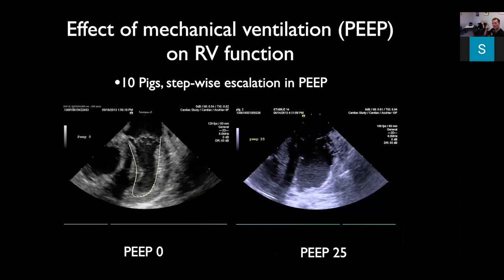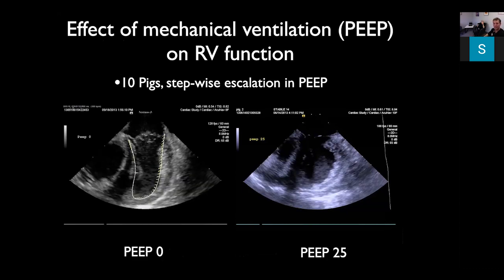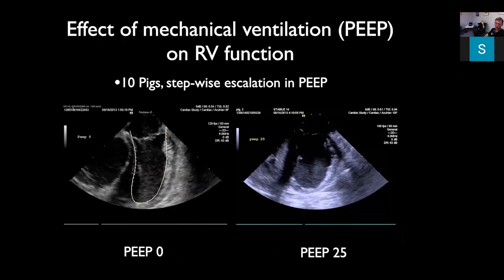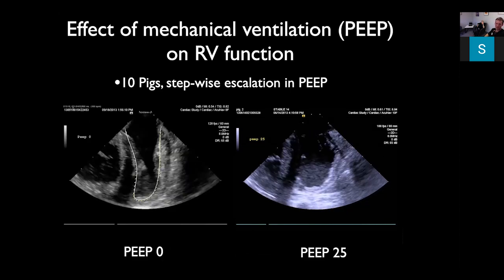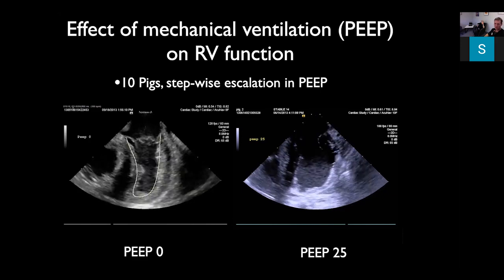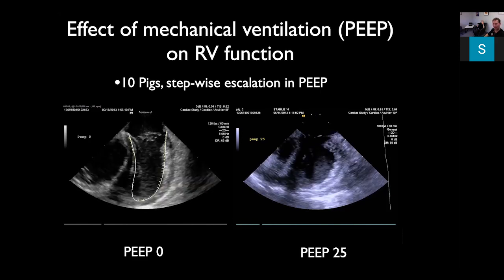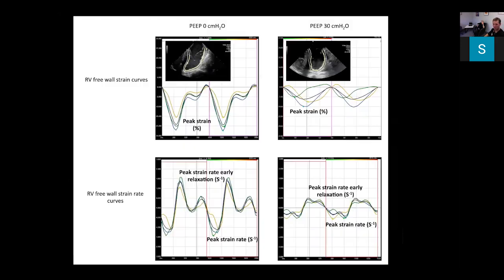So that's just showing, I guess, how much strain can be useful in that group. We've done other studies looking into peaks on PEEP, and we did these stepwise escalation maneuvers trying to compare fractional area change with speckle tracking. We found that there was a lot of value in having a look at the right ventricle with speckle tracking in this group.